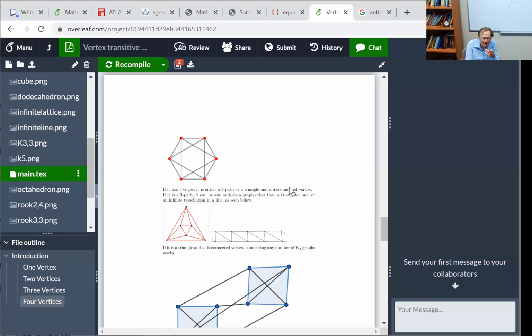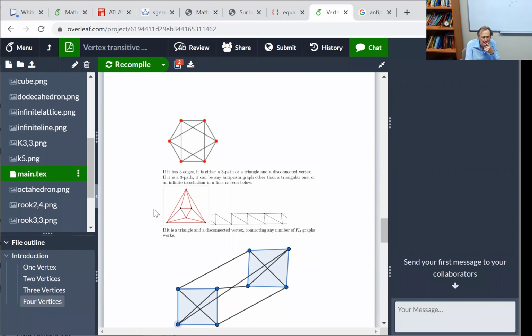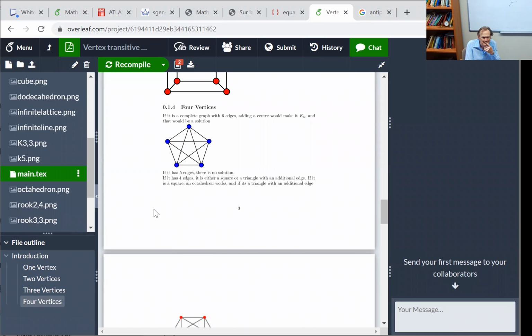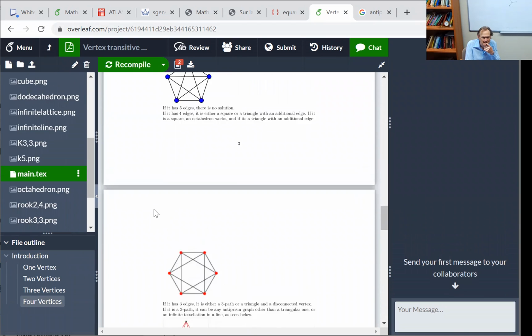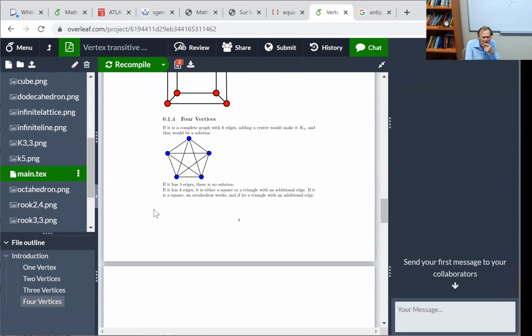So how many graphs are there with 4 vertices? How many cases do you have here? I don't think we listed out all the possible graphs you could have with 4 vertices. I think there's like 11 or 12 graphs on 4 vertices. Yeah. I think we want them all listed, even if for some of them there is no vertex transitive graph. I think I just forgot to put those in.